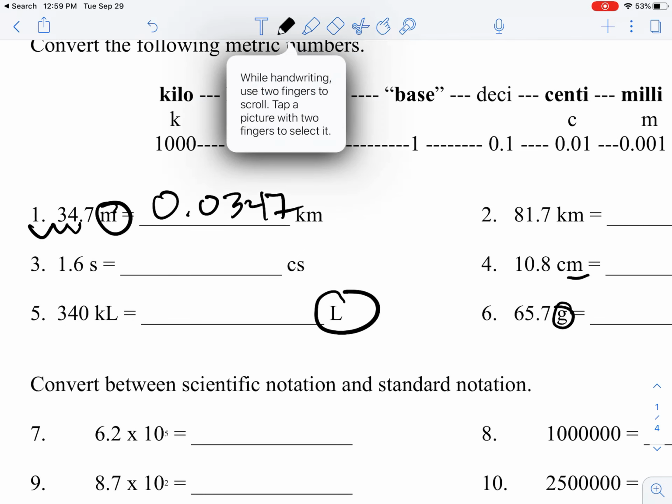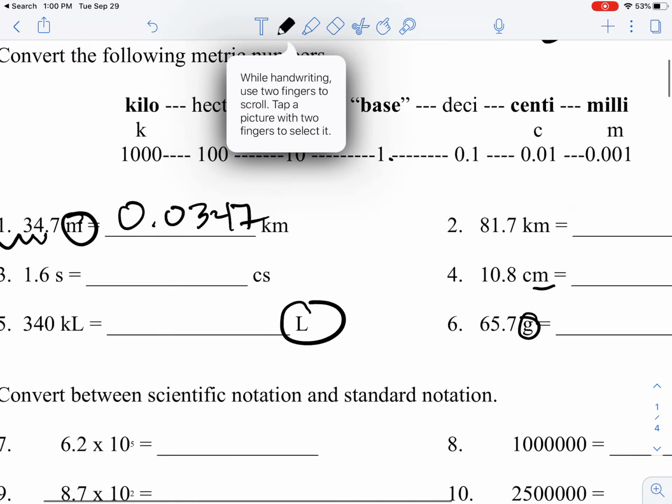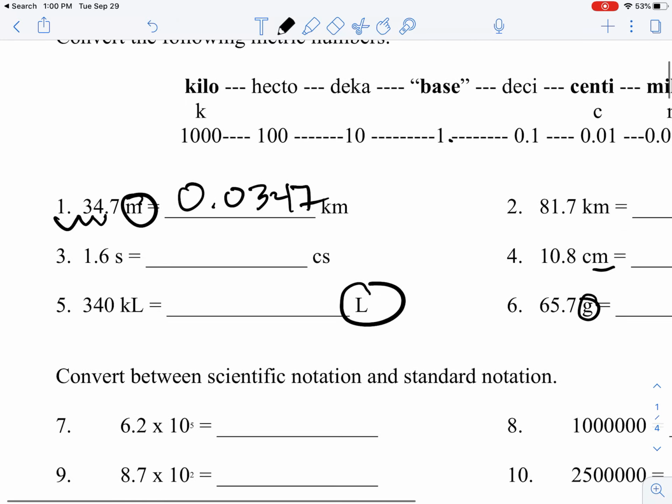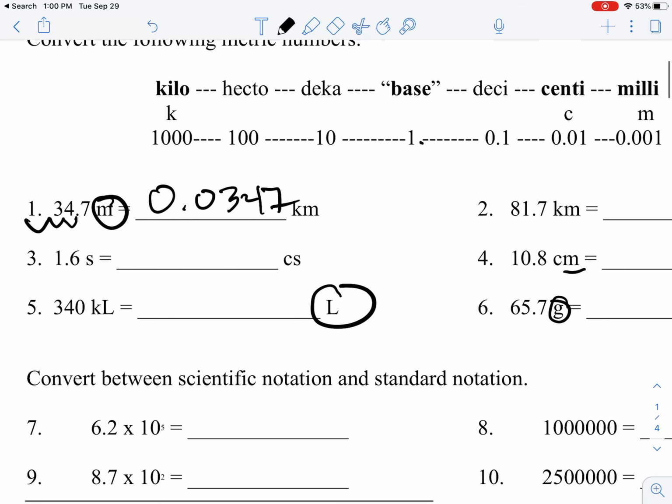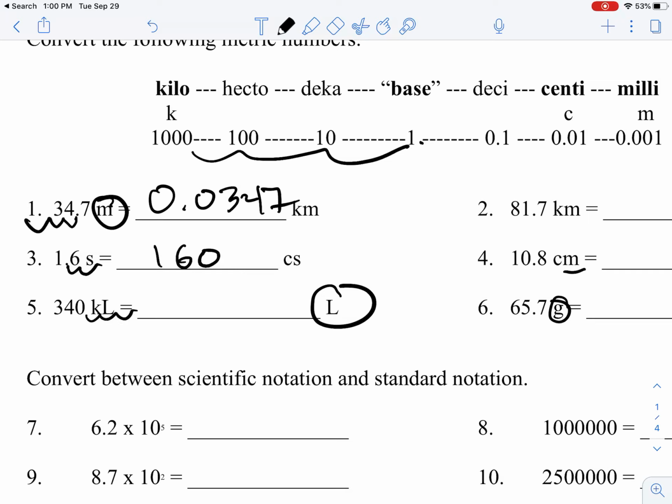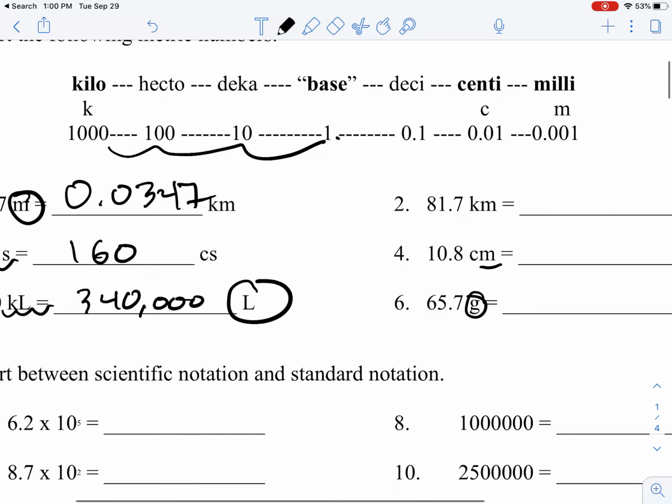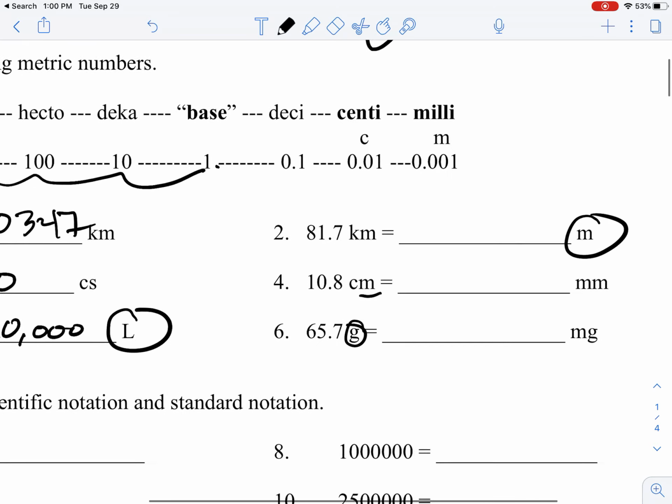Okay, here we have 1.6 seconds. And I'm going to centiseconds, so that means I'm going from base to centi. So that means I'm going to move 2 spots right, so it's 160 centiseconds. Going from kiloliters to liters, that's 1, 2, 3 spots right. Moving my decimal 1, 2, 3 spots right gives me 340,000 liters.